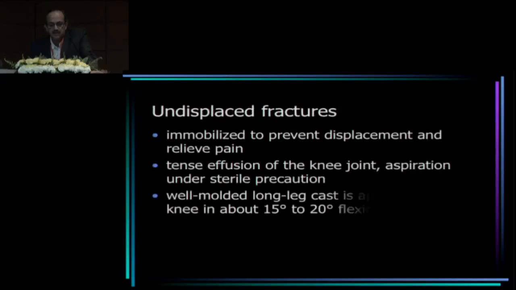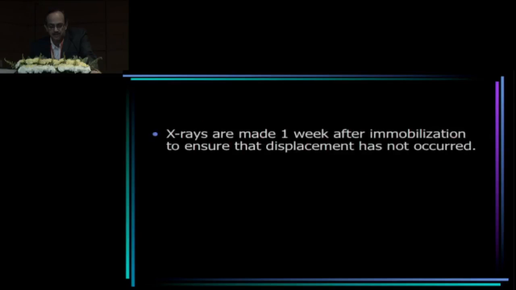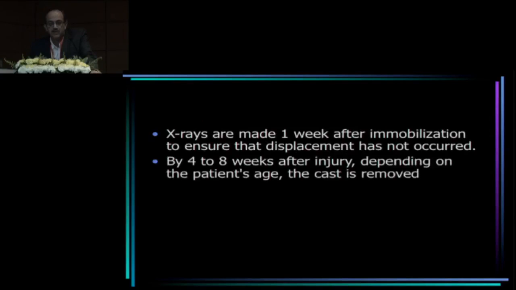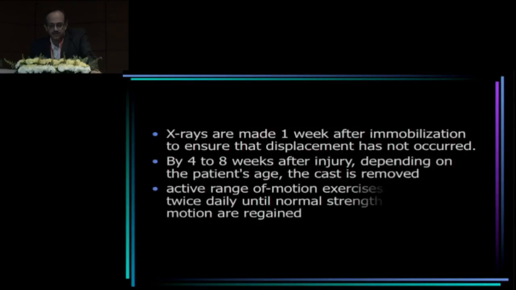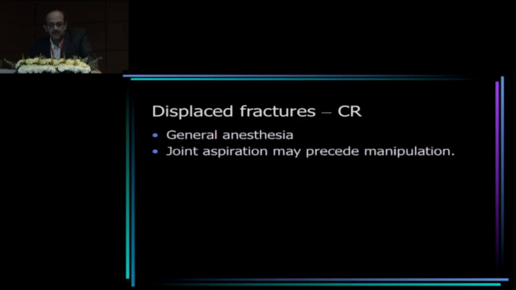Undisplaced fractures can be treated just by aspiration and splintage or a cast in about 15 degrees of flexion. The intact periosteal hinge is tightened with these maneuvers. X-rays at 1 week to ensure it's not displaced, and by 4 weeks it usually heals up, followed by physiotherapy. Displaced fractures require closed reduction.